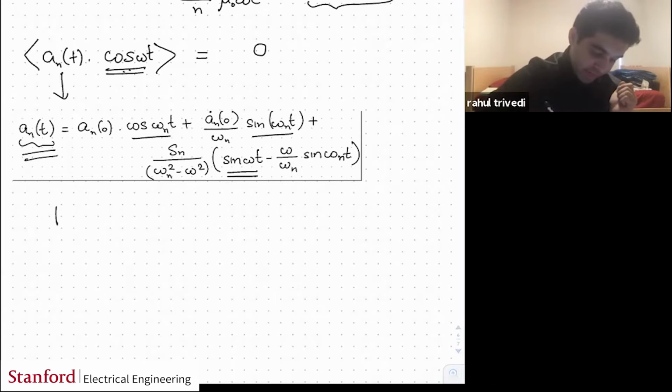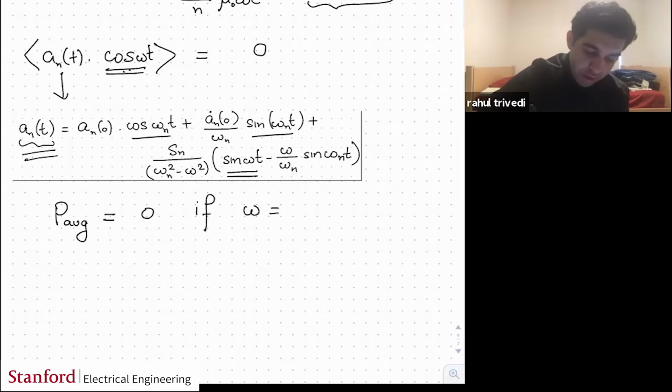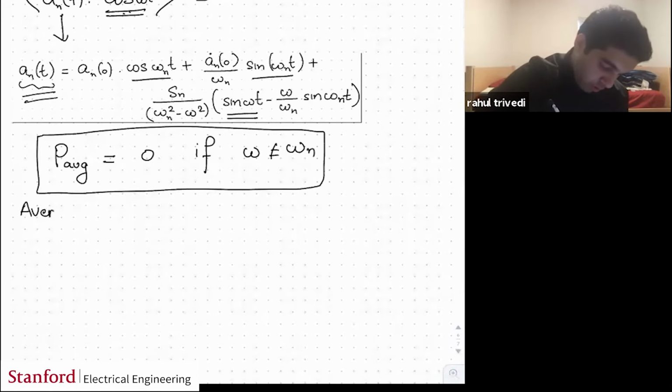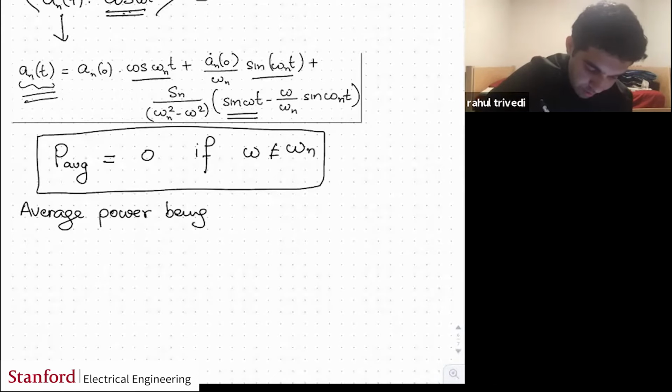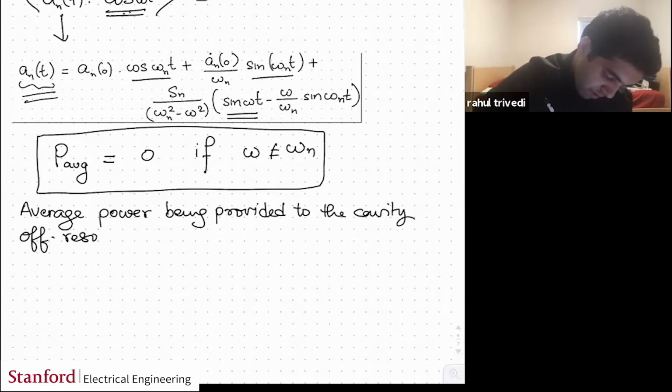So what this is telling us is that if you look at the average power that a harmonic source provides to a cavity when it is off resonance, this is 0 if you're driving off resonance. Okay, so this is one of the most important conclusions. So the average power being provided to the cavity off resonance is 0, right?